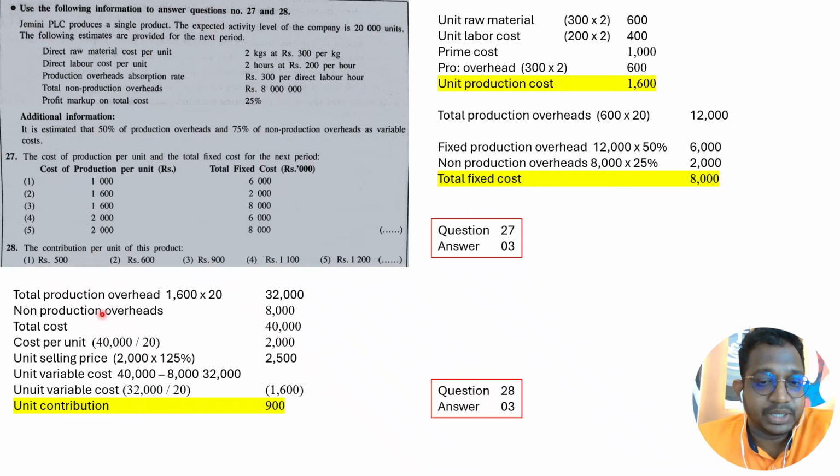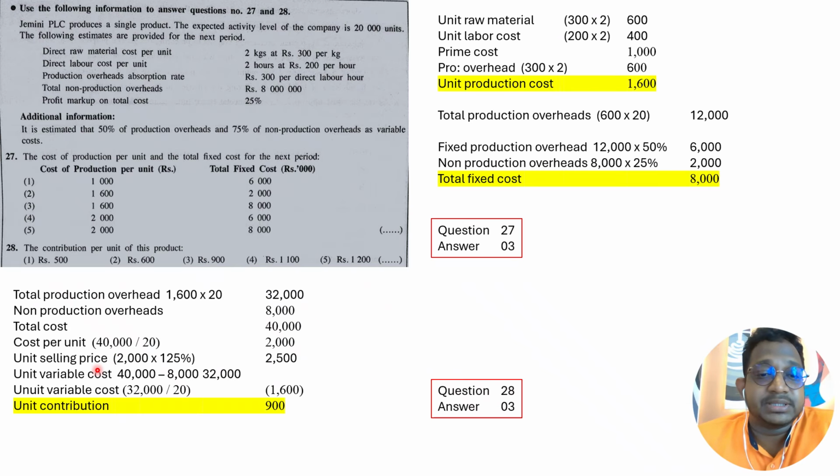Here, total production overhead 32,000, non-production overheads 8,000, then total cost is 40,000. Right? Because you got the unit production cost here and non-production overheads totally 8,000. So altogether your total cost is 40,000 for 20,000 units. So the cost per unit is then 40,000 divided by 20, 2,000.